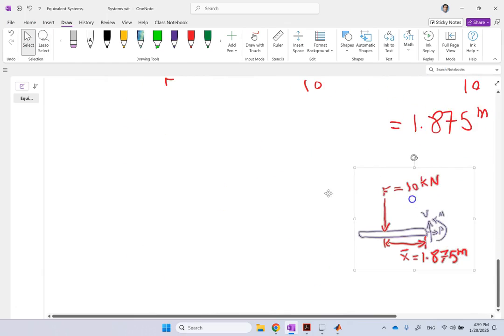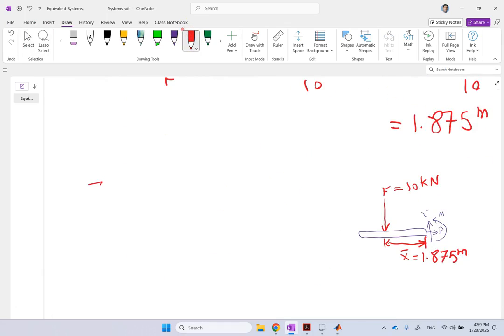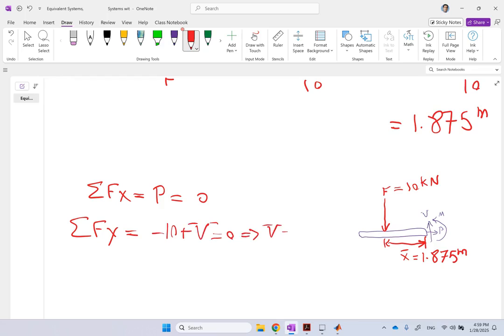So there we go. This is your system now, and clearly sum of forces in the x direction will tell you that the axial force is 0. Sum of forces in the y direction will tell you that there is a negative 10 plus V equals 0. So V is 10 kilonewton.